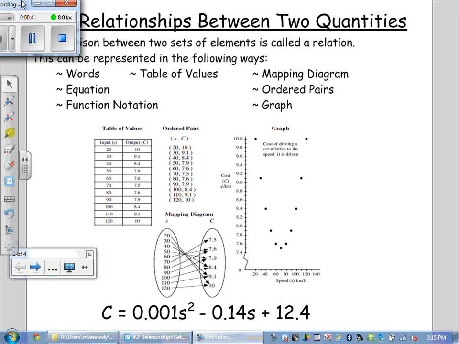Ordered pairs is your coordinates. So when you put in the brackets, it's a different way of doing that. So we'll show you that.